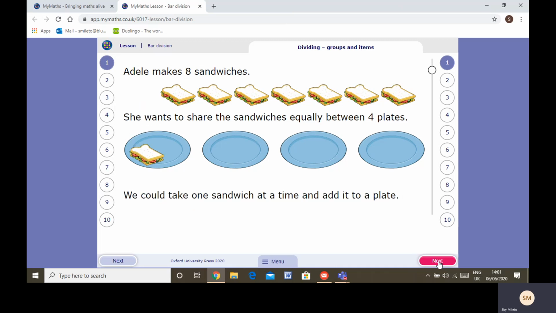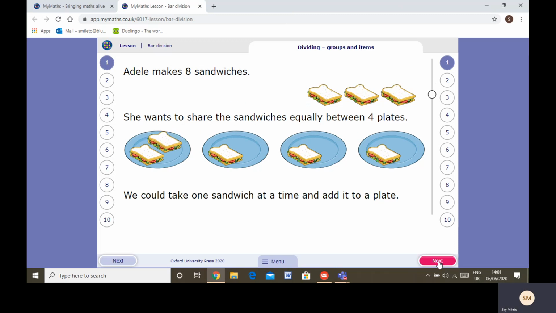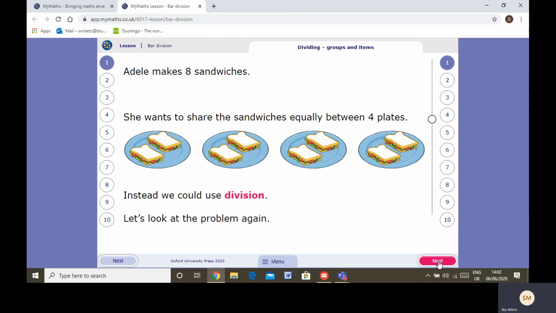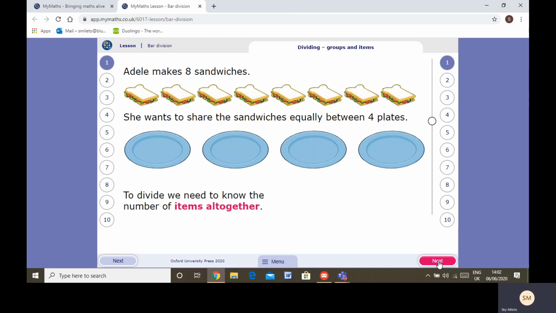We could take one sandwich at a time and add it to each plate. Okay, that's how lots of you might do it with Dienes cubes in school. It could take a long time, especially if we had lots and lots of sandwiches or lots and lots of plates. So instead, we can use division.